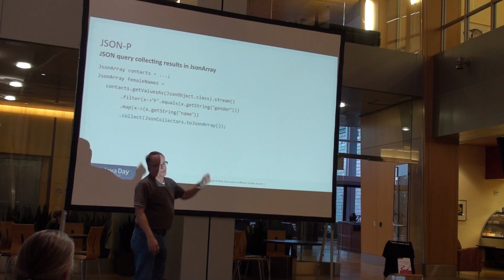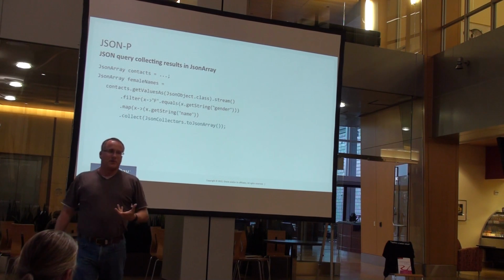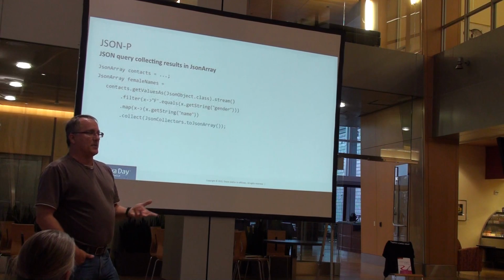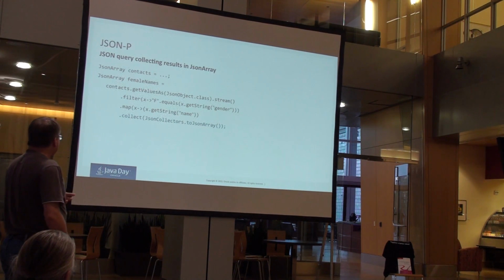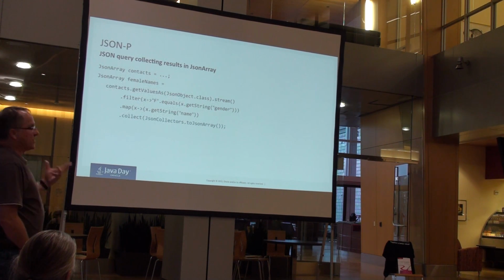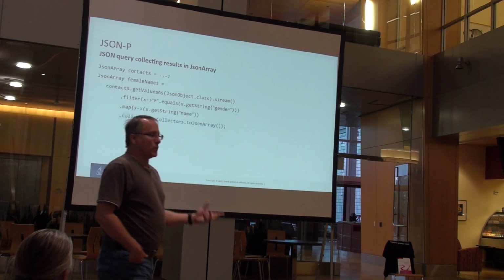So JSON collectors. So basically now what you can do is take your JSON representations, apply lambdas on them in the streams API to collect them into JSON arrays. So you keep everything in the JSON world.